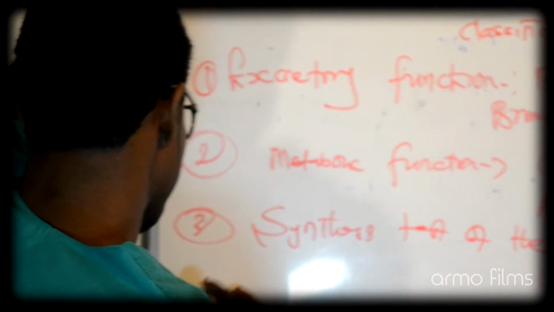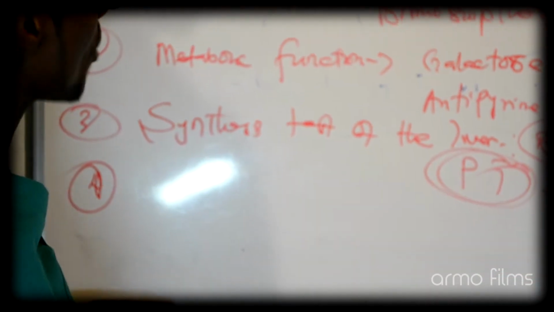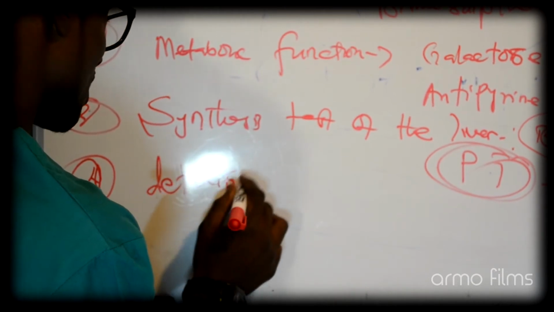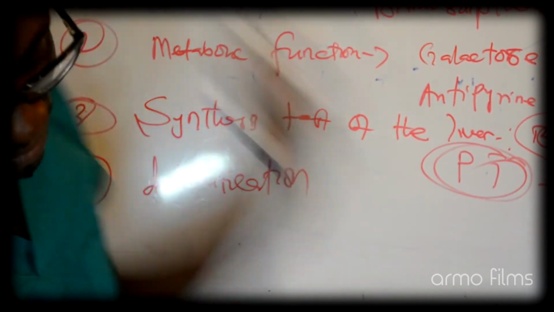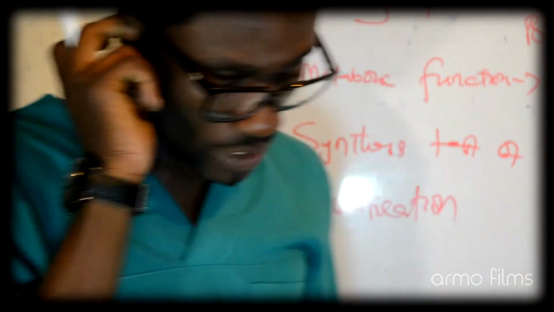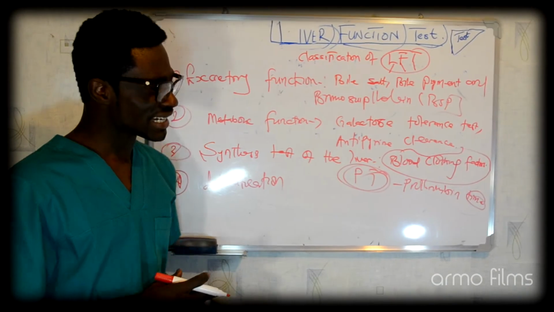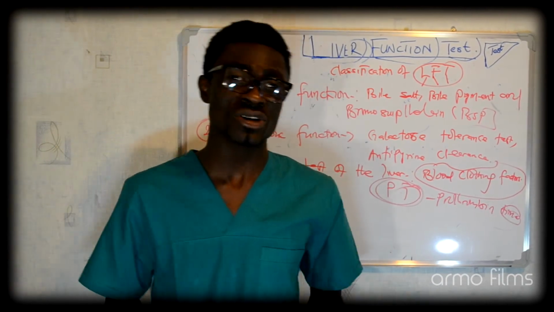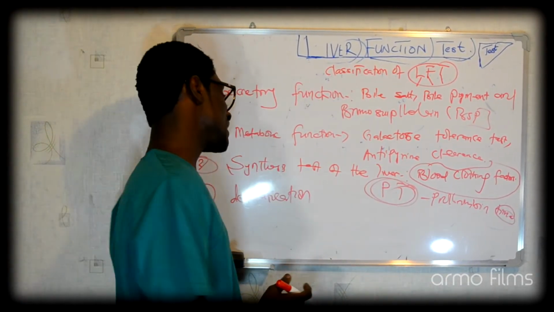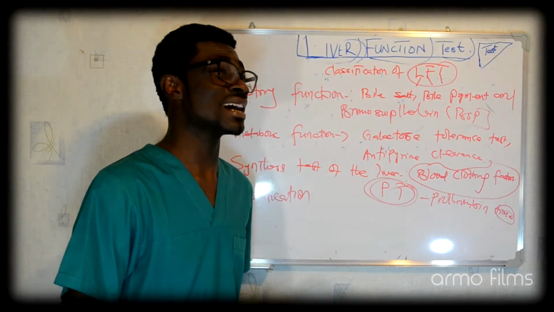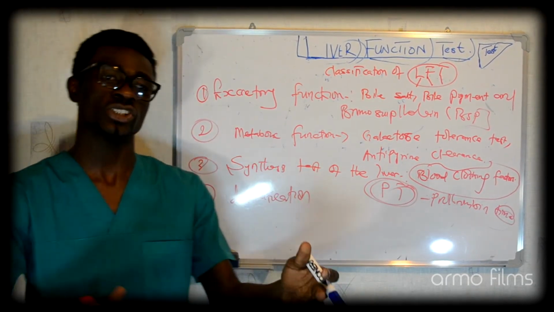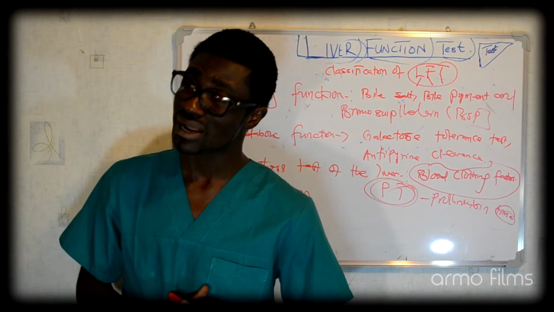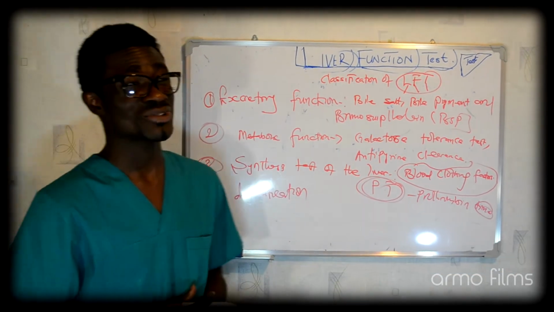All right. The next test you can carry out is the detoxification test. This detoxification test has to do with the ability of the liver to carry out its detoxification function. If the liver is not able to detoxify substances, and there is increased accumulation of toxic substances in the body, you understand that something is wrong with the liver. You gotta check it out.